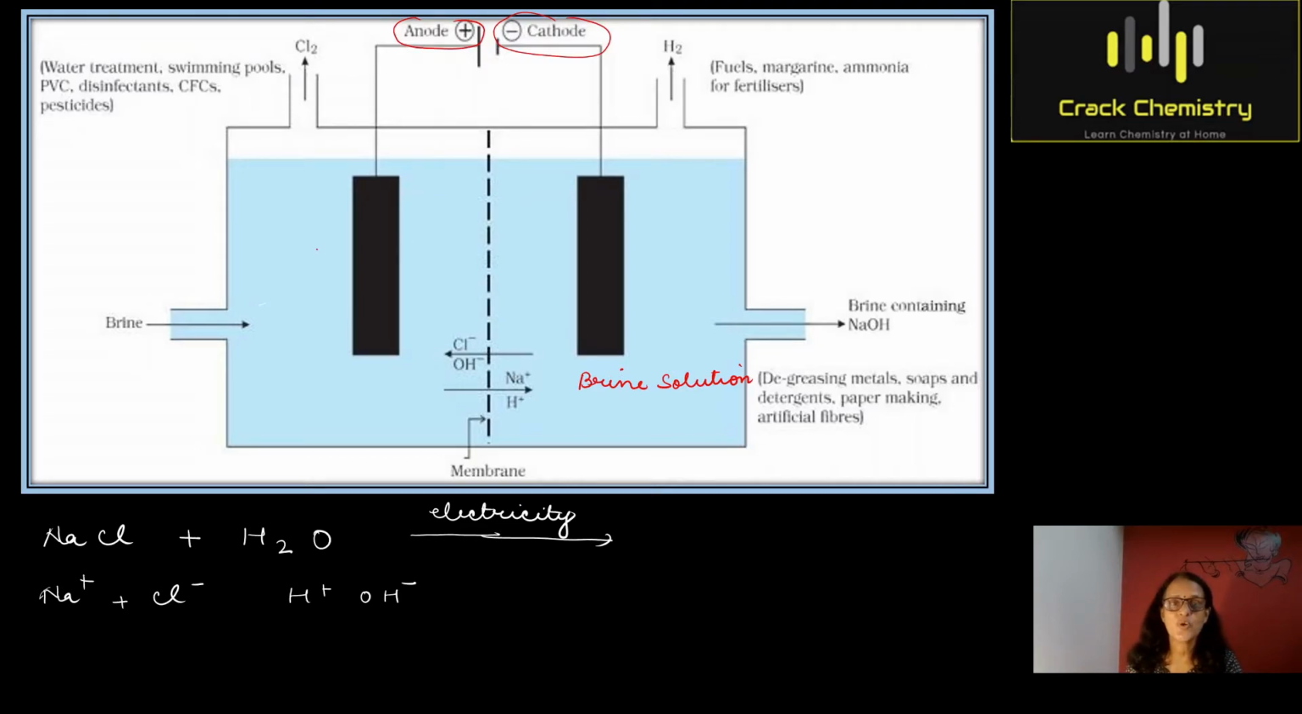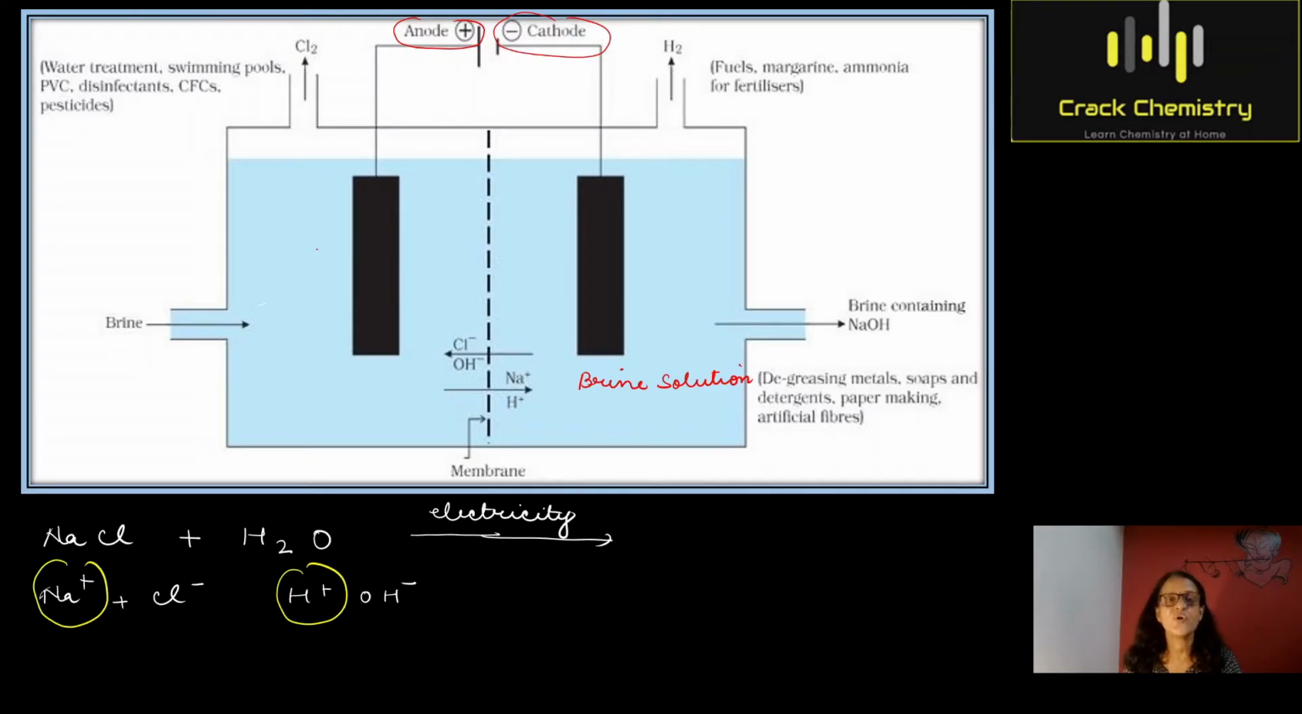Children, remember one point that the ions will move towards the opposite electrode. So if I talk about positive charge ions, you can see that we have two positive ions. One is sodium ion and one is hydrogen ion. So where will these positive charge ions move? These positive charge ions will move towards the negative electrode, which is the cathode here.